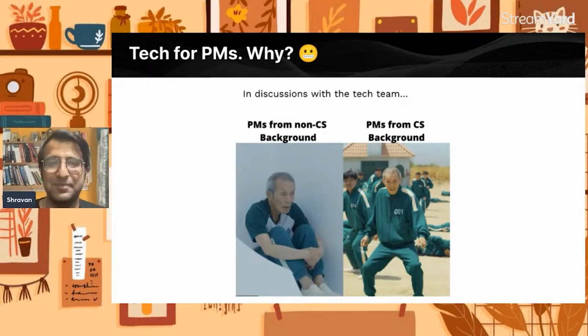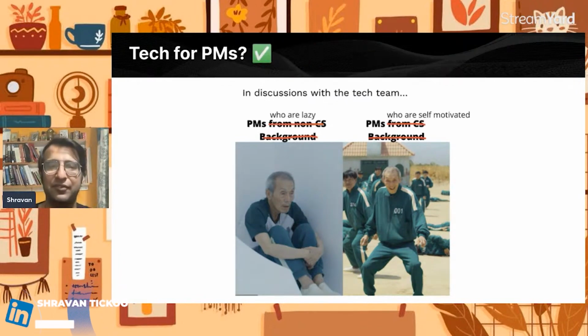So this is a meme. PMs from non-CS background are very quiet, and PMs from CS background are very good. They understand how to talk with the tech teams and what sort of value prop to put forward to the tech team so that they can start doing development the right way. This is also a meme which shows PMs who are lazy and PMs who are self-motivated. This is how it looks.